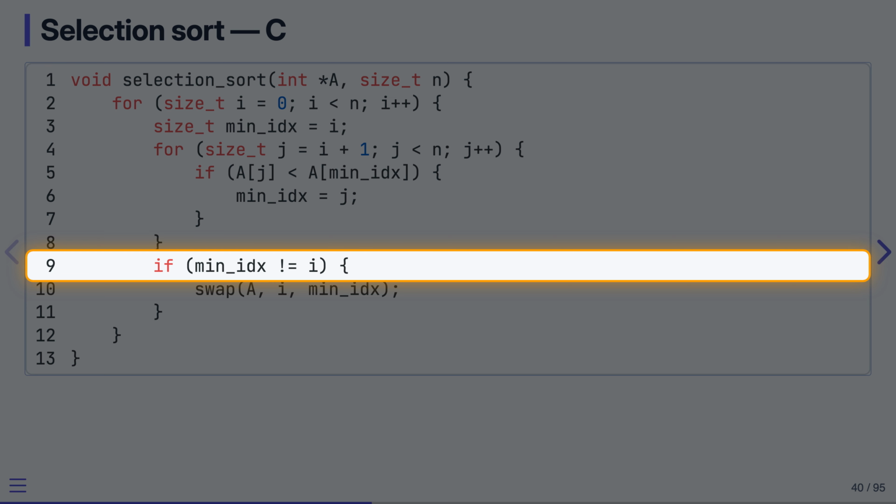After the scan, if the minimum was somewhere else, we swap it into position I. Notice this is one swap per pass, no matter how far the minimum had to travel. That is selection sort's one real advantage. It makes at most n-1 swaps.